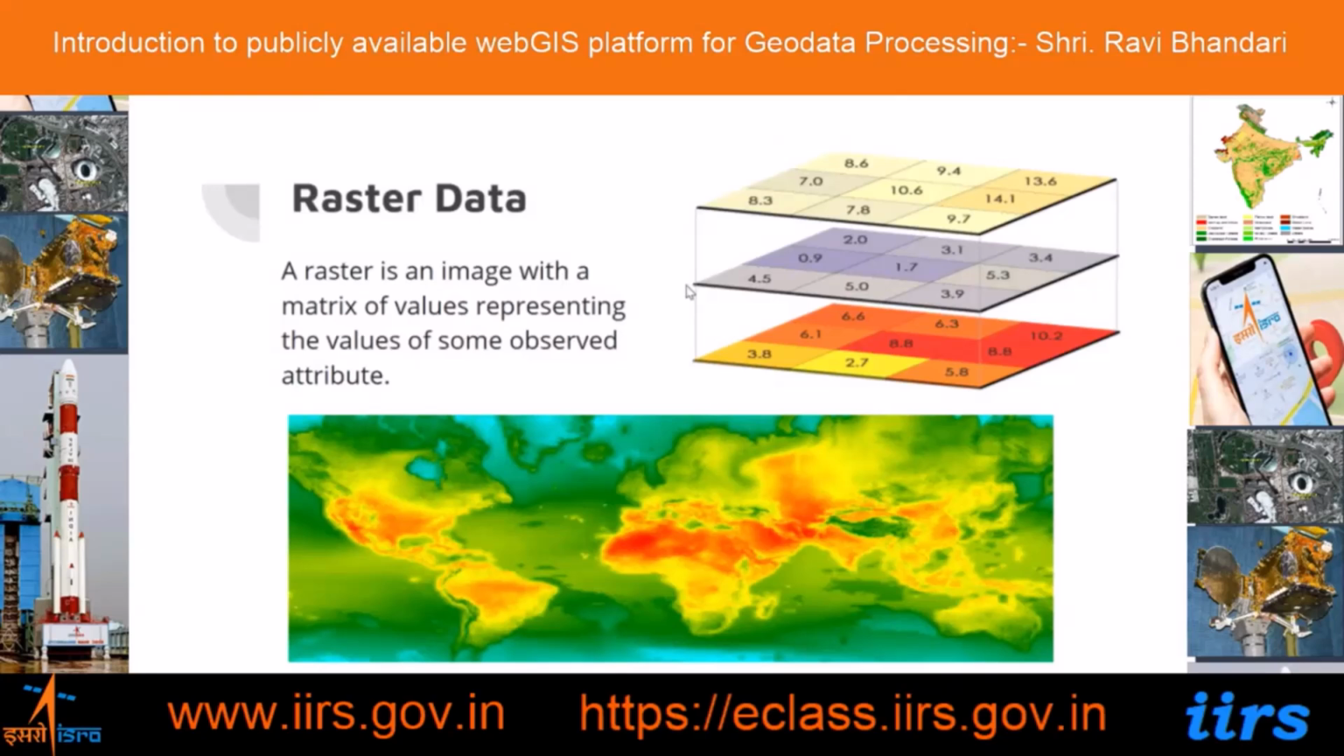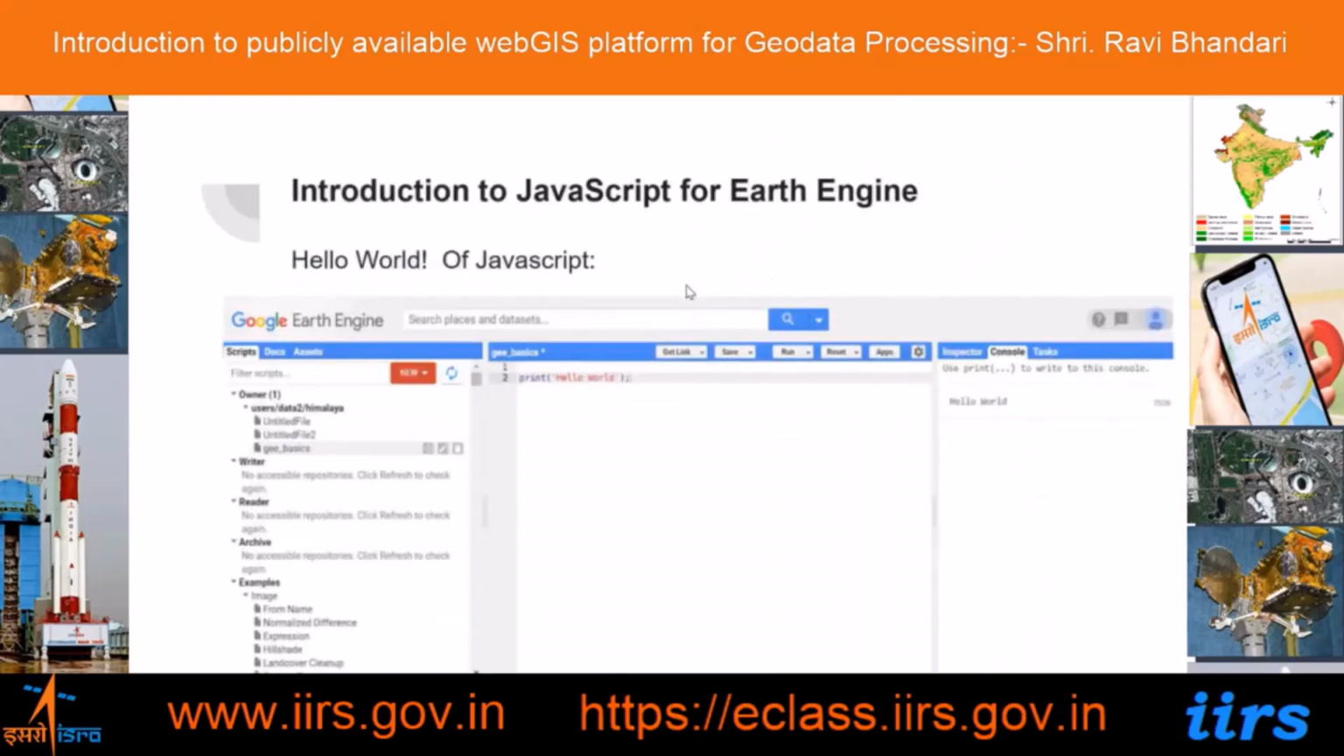So this was the basics of Earth Engine, and this was the basic theory about geospatial data. Now let us see how we do it in the Google code editor.